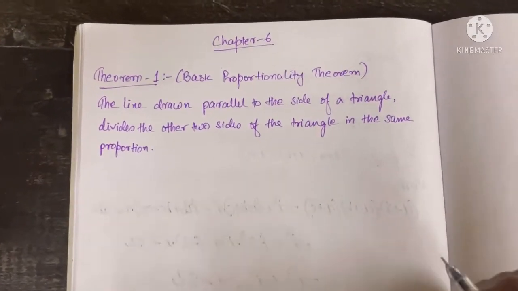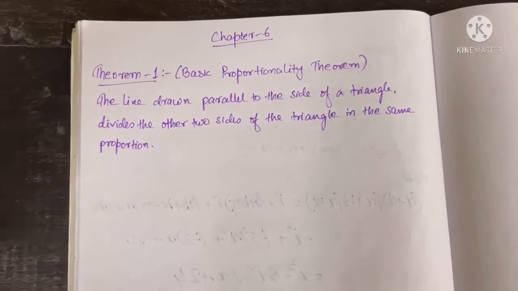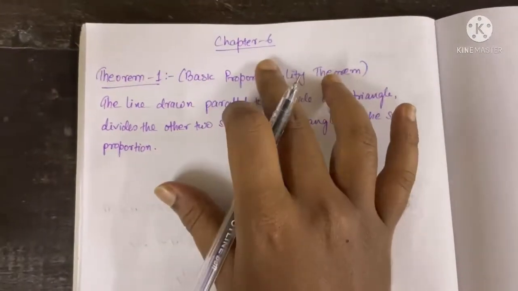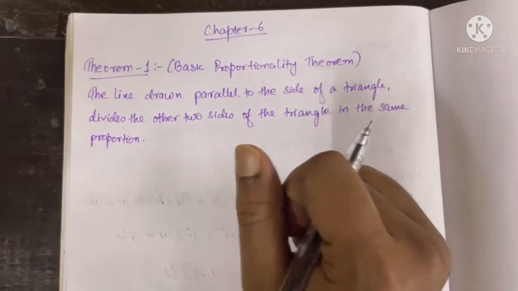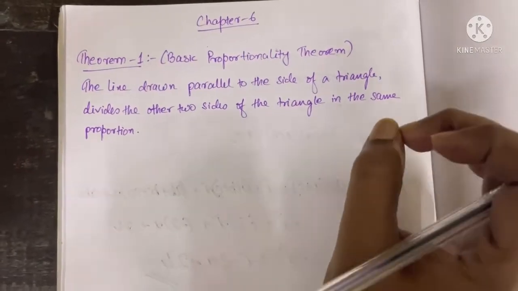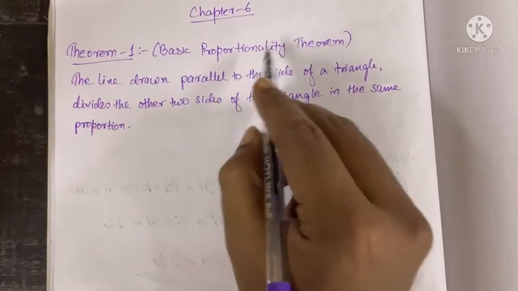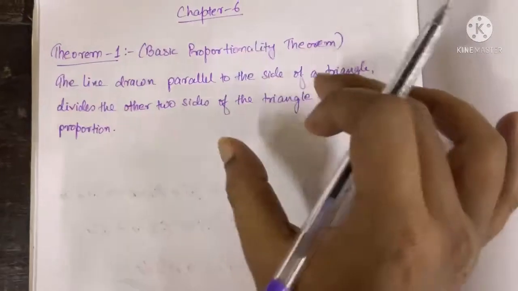Hello everyone, welcome to another video of Advanced Mathematics of Class 8, and this time we are starting chapter 6, that is similar geometric figures. So we'll look into the first theorem of this chapter, which is the basic proportionality theorem. Now what does this theorem state?